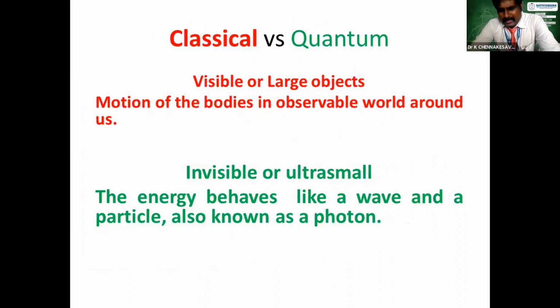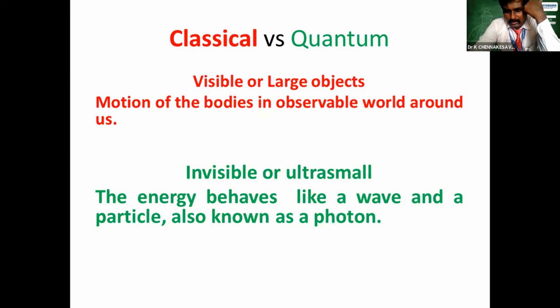You see one more simple important difference, classical versus quantum. Classical is applicable for visible large objects, and quantum is applicable for invisible or ultra small scale objects. In classical thing, we can see the motion of the bodies and we can observe it physically, just we can see it. But in ultra scale or invisible thing, even if you want to define energy, it will be having both wave nature as well as particle nature. That is what our assumption.